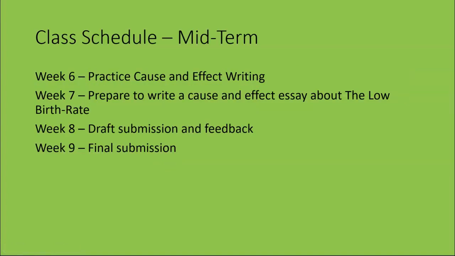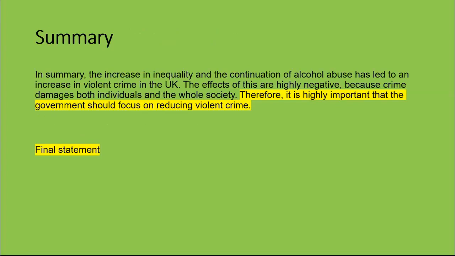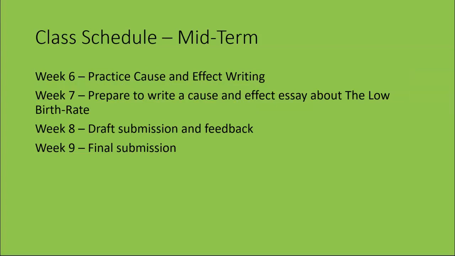Okay, so that's my overview of how to write a cause and effect essay. And like I said, we'll practice this in the next few weeks. In week 6, we'll do practice with the language. We'll focus on crime in Japan in that lesson. Then in week 7, we'll get ready to write the midterm assignment. The topic's going to be the low birth rate in Japan. So we'll think of ideas and do some planning in week 7.